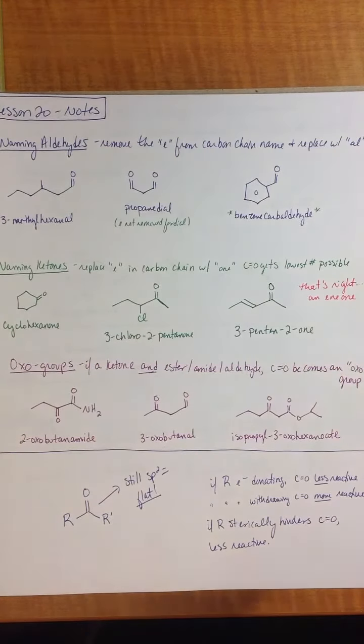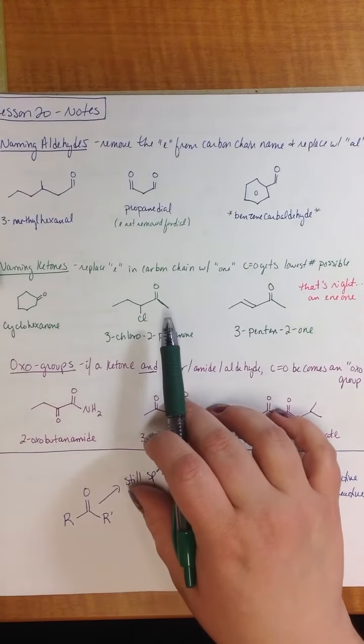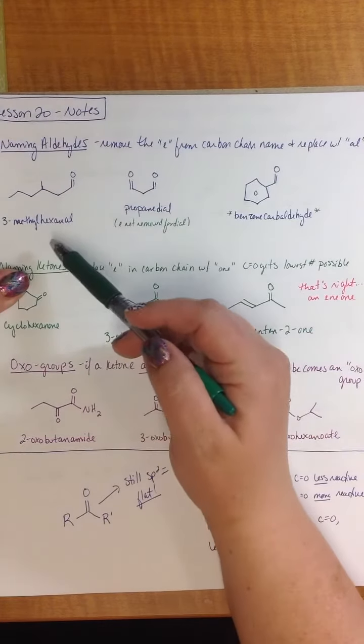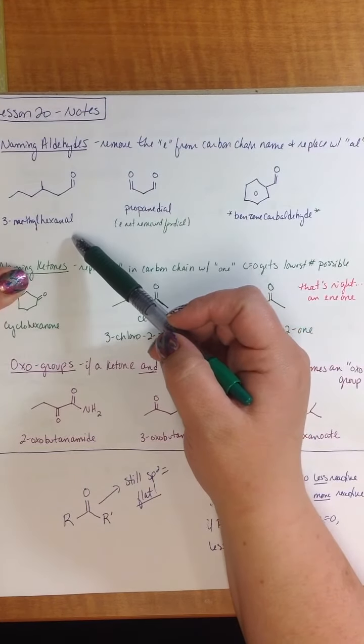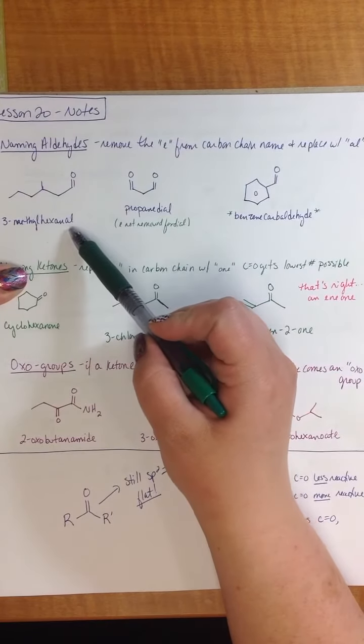Okay, we are back to naming in lesson 20. In this chapter, we're really going to look a lot at aldehydes and ketones and some more stuff with the carboxyl group. So first we need to know how to name them like we did before. Well, in naming aldehydes, we remove the E from the carbon chain and replace it with "al." And this isn't like "ol," like alcohol. This is "al."